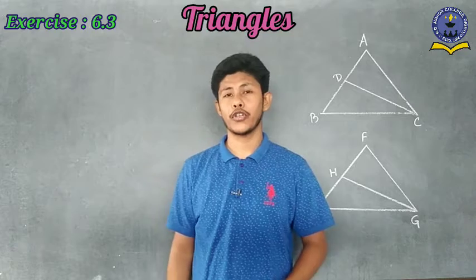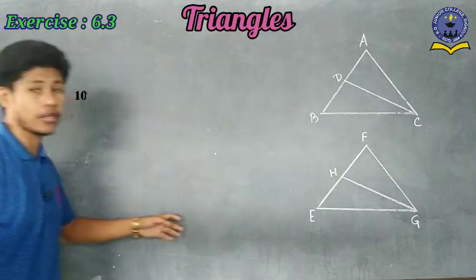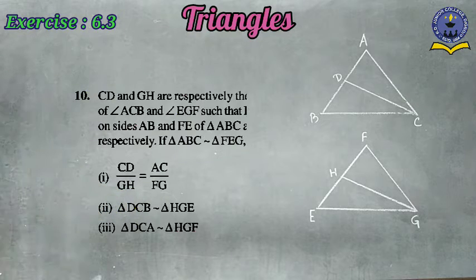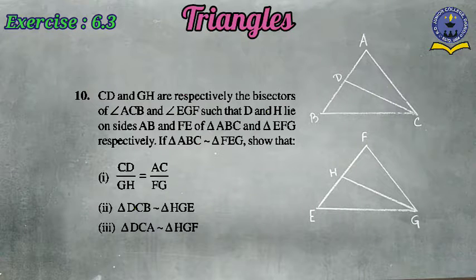Okay. Now the next question is question number 10. As you see here, the figures are mentioned, as well as the question, which is given like this: CD and GH are respectively the bisectors of angle ACB and angle EGF such that D and H lie on sides AB and FE of triangles ABC and EFG. Here you see the diagrams are mentioned, respectively. One more condition is given here: triangle ABC is similar to triangle FEG.